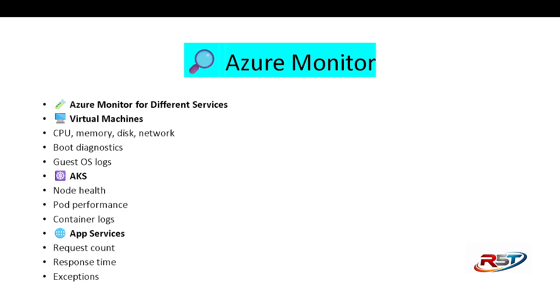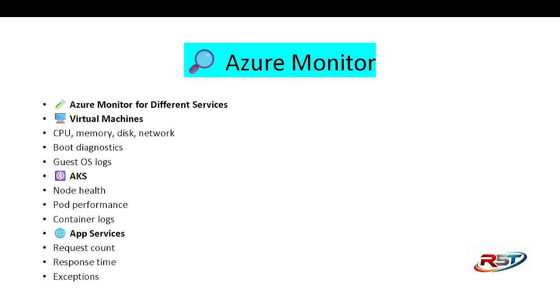For AKS services, it monitors node health. It contains multiple nodes, so it monitors node health and pod performance. Multiple containers are created as a pod, and it monitors pod performance also. Container logs: how the container is performing, and those logs it monitors also.